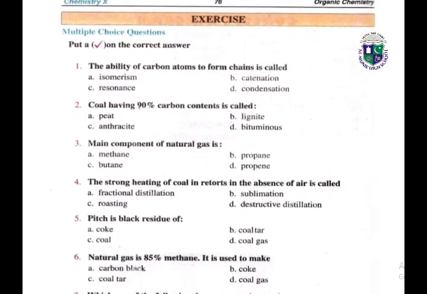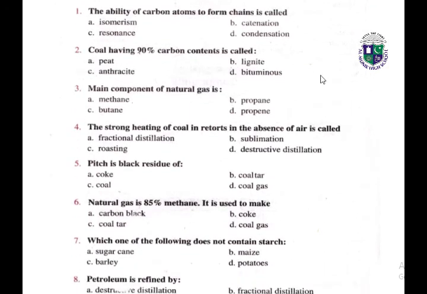The first MCQ is the ability of carbon atoms to form chains. Correct answer is B, catenation. Coal having 90% carbon contents is called, answer is C, anthracite. Number 3, main component of natural gas, answer is methane. Number 4, the strong heating of coal in retorts in the absence of air is called, answer is destructive distillation process. Number 5, pitch is a black residue of, answer is coal. Number 6, natural gas is 85% methane. It is used to make coal tar.